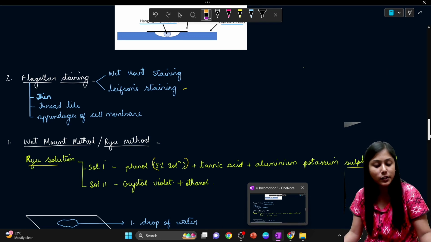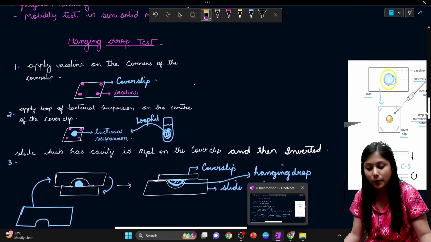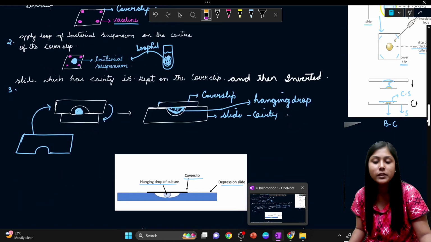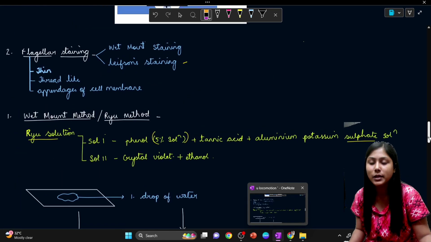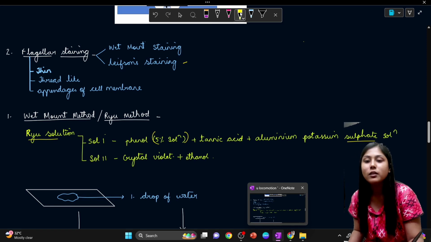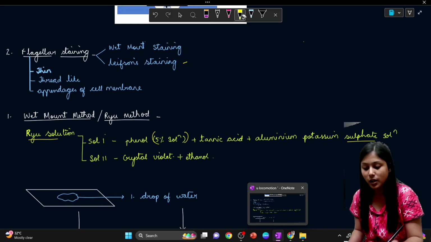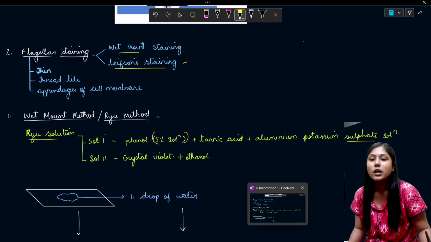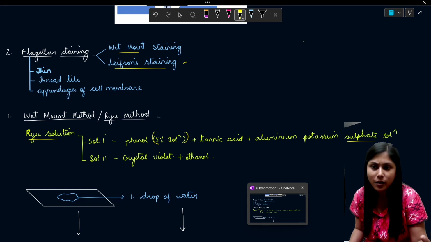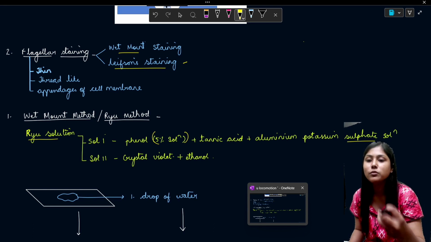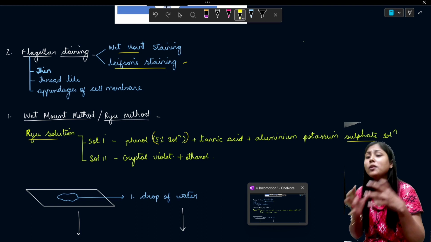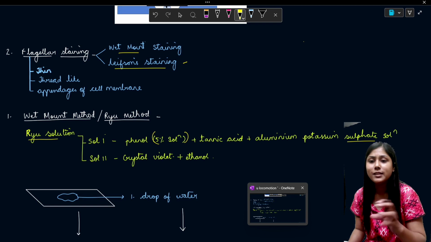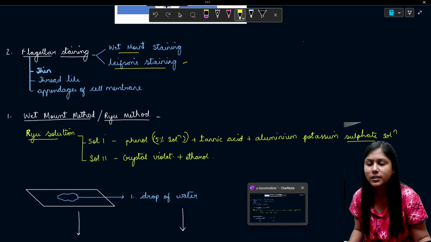In the earlier video, we discussed the first method to identify bacterial motility, that is the hanging drop test. Now in today's video, we are going to understand the flagellar staining method. Under the flagellar staining method, we are going to study two different methods. The first is the wet mount method and the second is the Leifson staining method. Both the methods are almost similar. It's just that the type of stains we use in both is different. Otherwise the steps are almost similar, not completely, but you just need to understand the important points.